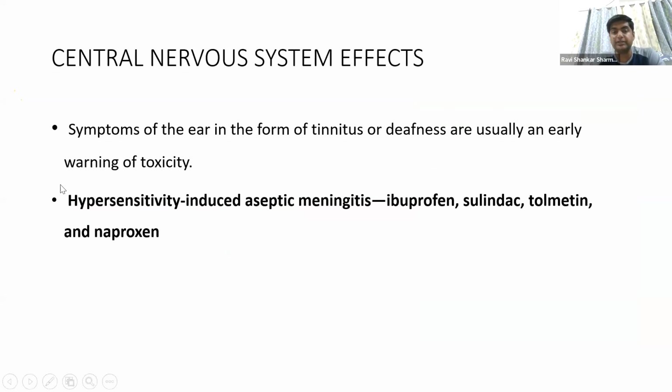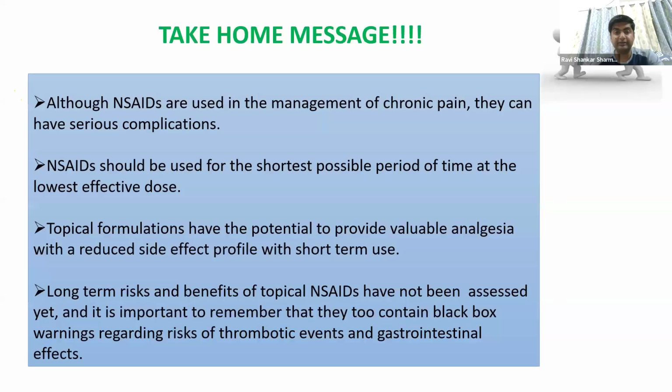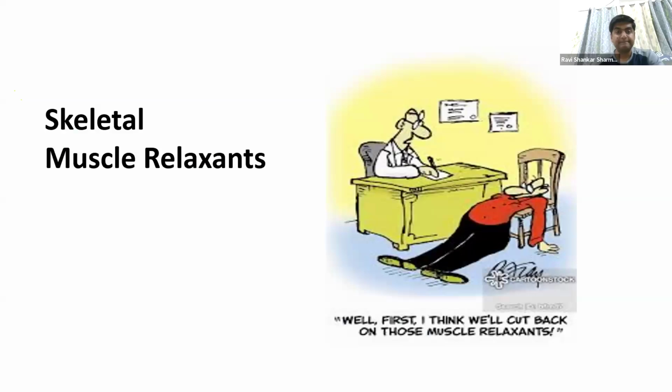CNS, sometimes it may cause aseptic meningitis, especially this has been reported with ibuprofen, sulindac, yes, that has been withdrawn from the market, and tolmetin, again withdrawn from the market, and naproxen. Naproxen, especially in neonates. If pregnant patients have used naproxen, it can cause neonatal meningitis. Okay, so this is the complete list of adverse drug effects. So that is the take home message for these NSAIDs.